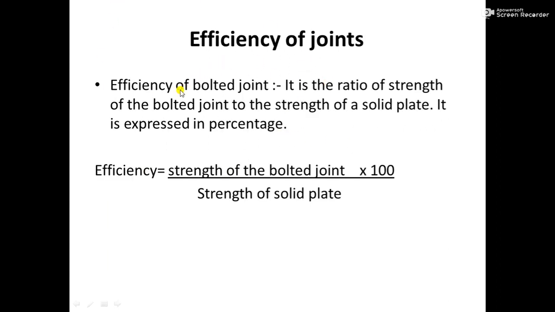Then last, efficiency of joint. Efficiency of bolted joint is the ratio of strength of the bolted joint to the strength of a solid plate. It is expressed in percentage. Percentage efficiency is equal to strength of the bolted joint into 100 divided by strength of solid plate.